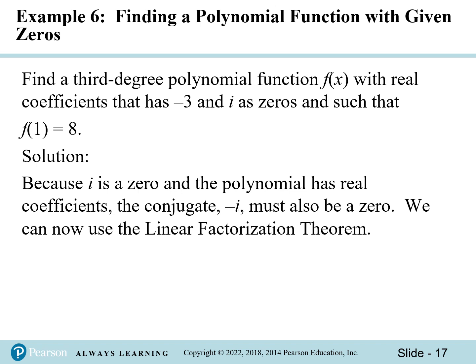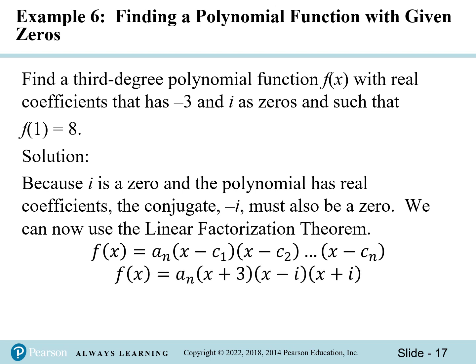If i is a zero, then -i also has to be a zero, because again, that's complex conjugates. And we can go back to writing everything as linear factors. What I mean by that is we have x plus 3, x minus i, x plus i, and then we have some a sub n in f of x. Well, we can find a sub n in just a second here. That's what we're going to have to do.